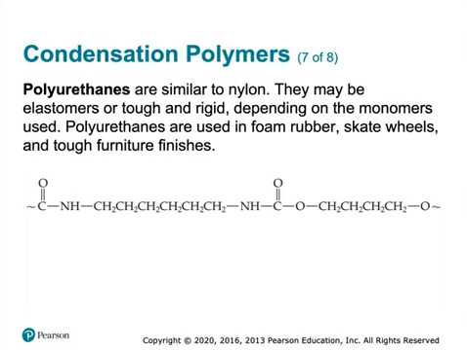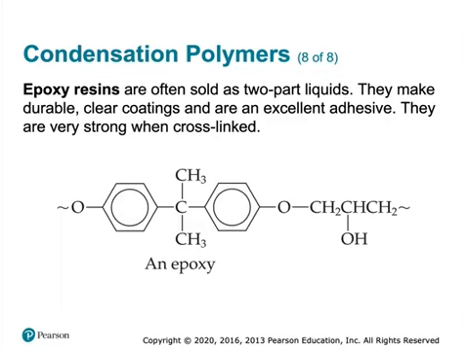So polyurethane, similar to nylon, makes foam rubber, skate wheels, and tough furniture finishes. You can use it like paints. Whenever I make my own furniture, sometimes I buy cheap furniture somewhere, and then I can coat it with polyurethane to make it tough and more resistant to water, especially if you put the furniture outside. Epoxy resins are two-part liquids, and then they react together. And these are great for adhesives.